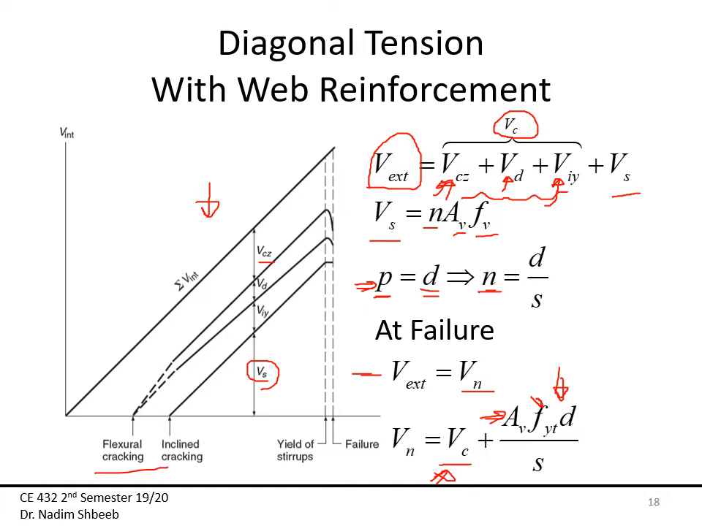Again, if I'm using grade 60, it's 420. If I'm using grade 40, it's going to be 280. And then d is again the distance from the top compression fiber to the centroid of the longitudinal main steel, or the flexural steel, and then s is the spacing between the stirrups.